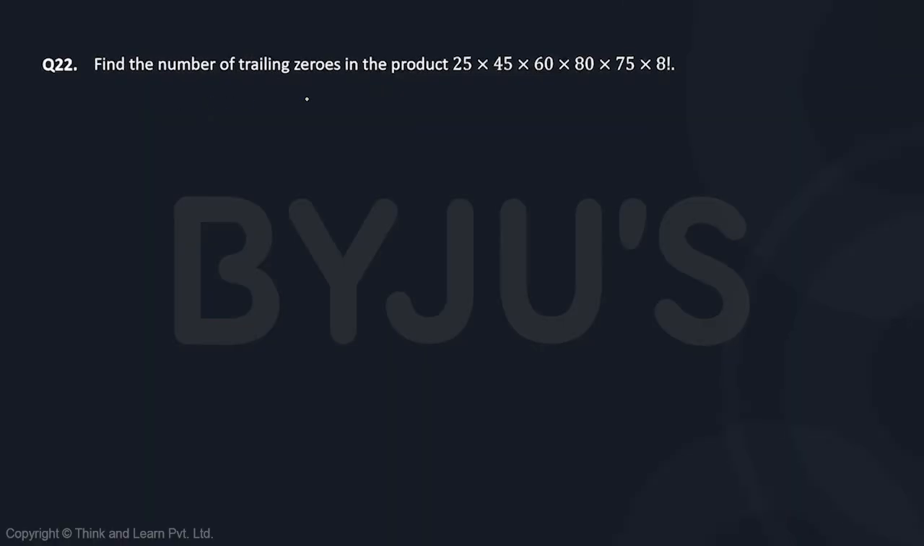Question number 22 is a straightforward concept of number system, finding the trailing number of zeros, but you have to be very careful while solving such questions. Now to find out the number of zeros, what we do is we find out the power of 2 and the power of 5. And comparing these two powers, whichever power is lower, that will be the power of 10 or the number of zeros. So the same concept will apply here.